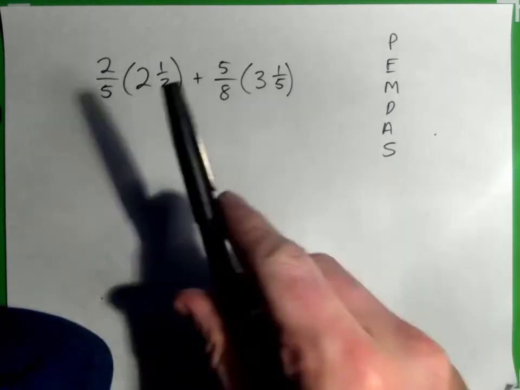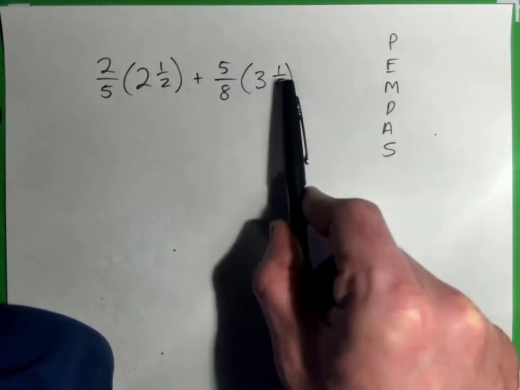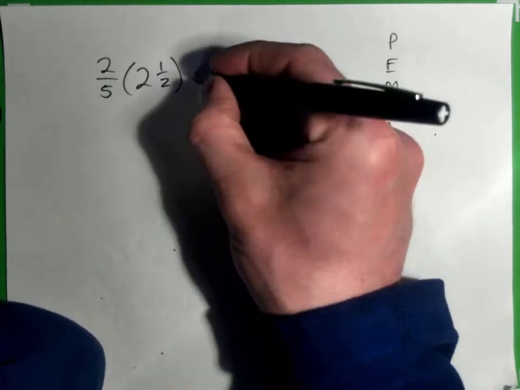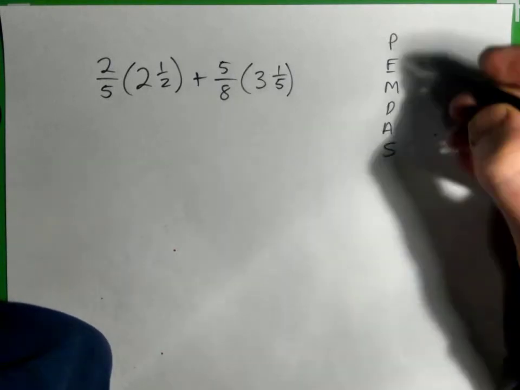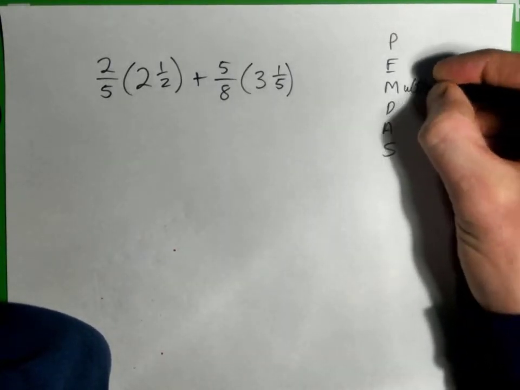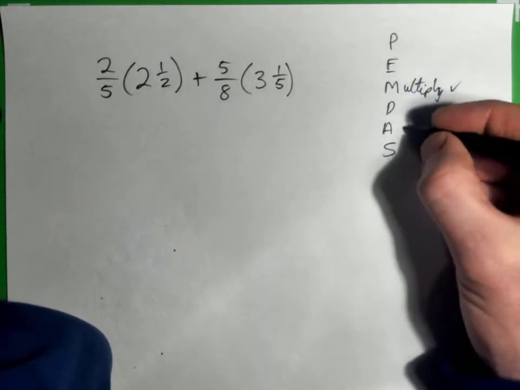We do have a multiplication here because it's a number beside a parentheses, and we have a multiplication here, and we have an addition. So I can see three operations: a multiply, add, multiply, right? So let's make sure we follow PEMDAS, and let's multiply first. Okay with that? And then we'll add.